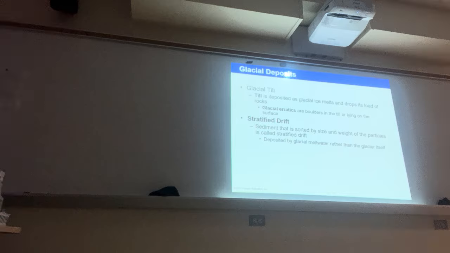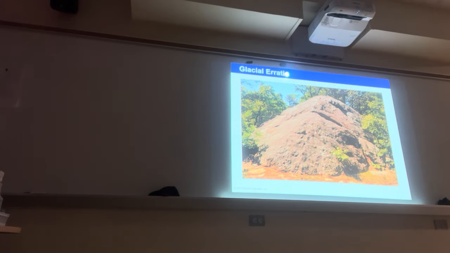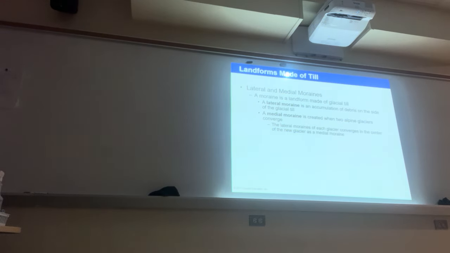Stratified drift is sediment sorted by size and weight. We know that the larger particles will be dropped first and heavier or lighter ones will be carried further. That is going to be deposited by the meltwater, not directly by the glacier. So even though it's all drift, stratified drift is carried by meltwater, till is deposited directly from the glacier. So I need to know those differences. This is a glacial erratic. Big old rock in the middle of this forest. Where'd that come from? Oh, a glacier came through and dropped it there.